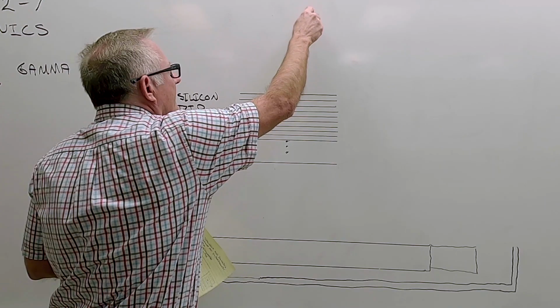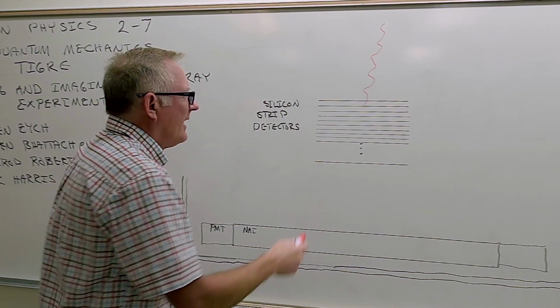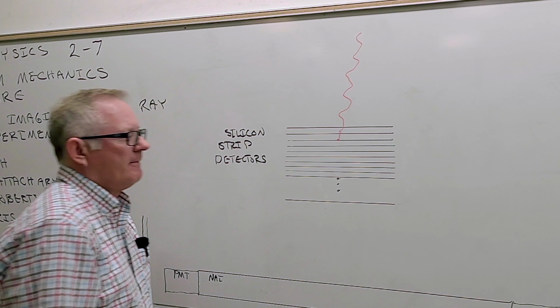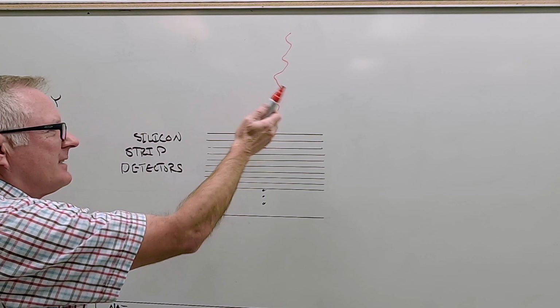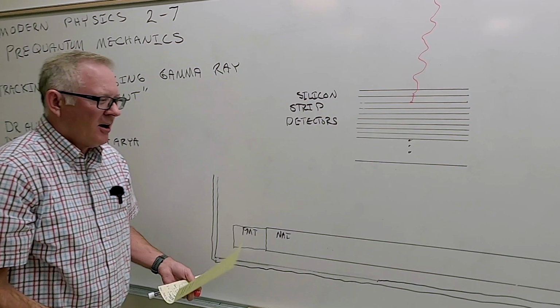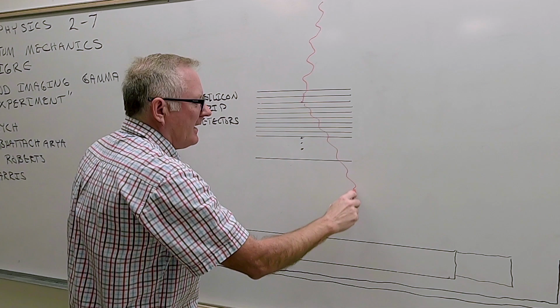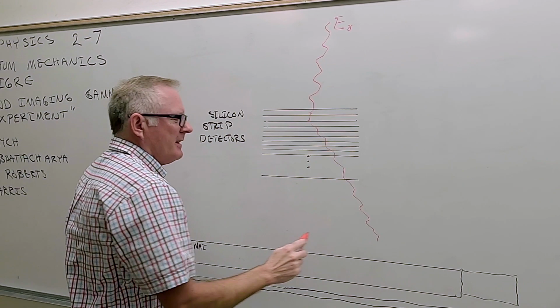Now, most of them will go right on through, but every once in a while, one will hit a silicon atom in there. And what's it going to do? This is up in the gamma ray part of the spectrum. It's going to Compton scatter. This is low on the periodic table. Silicon's pretty low. We want to promote Compton events. So what's it going to do? It's just going to scatter right there and head down right here. So this is my E gamma. And this is my E gamma prime, right here.